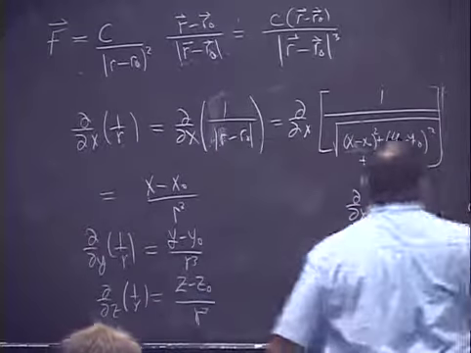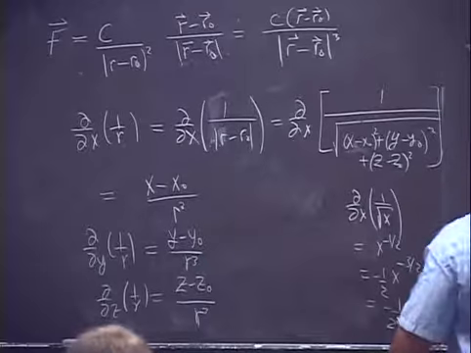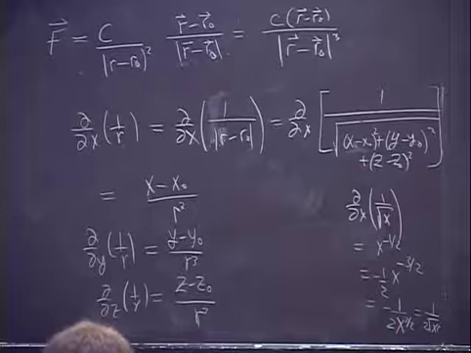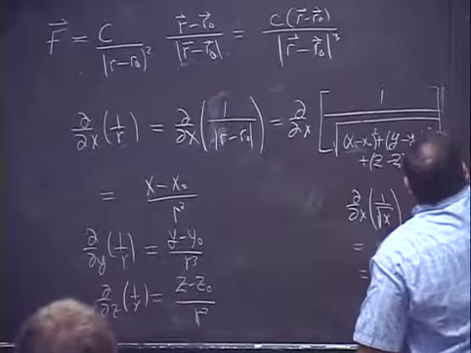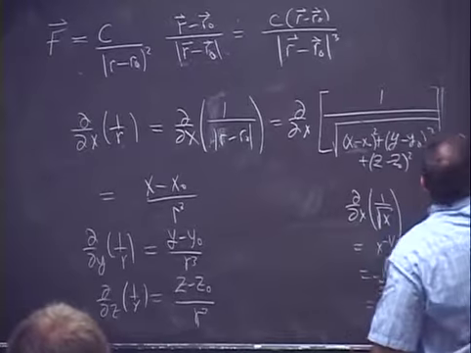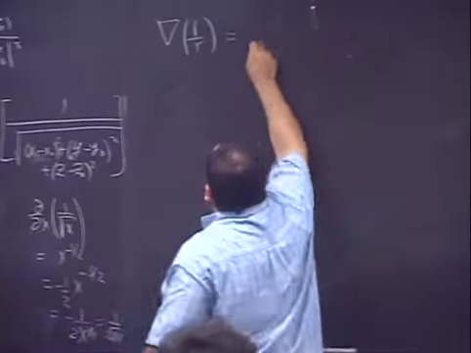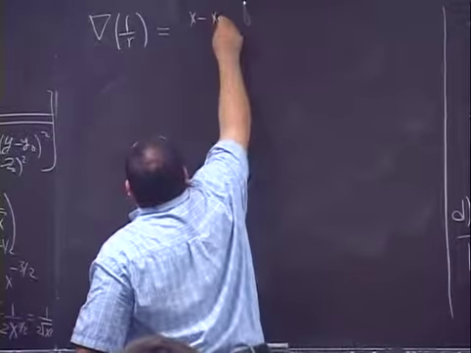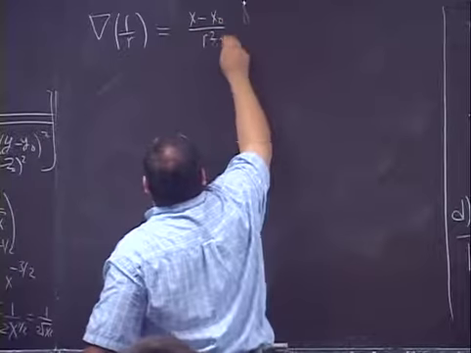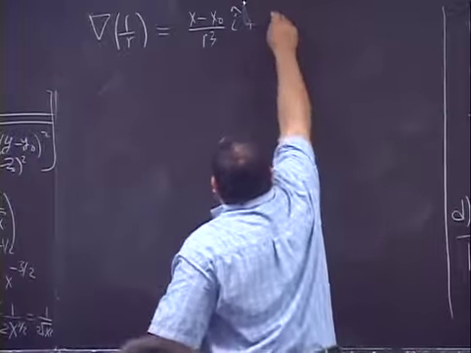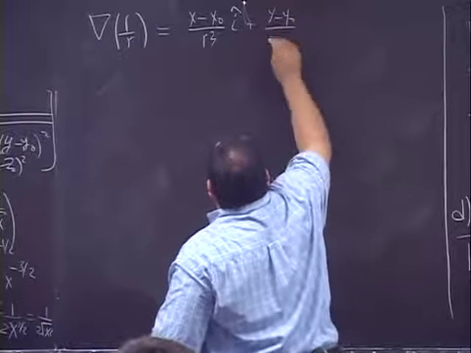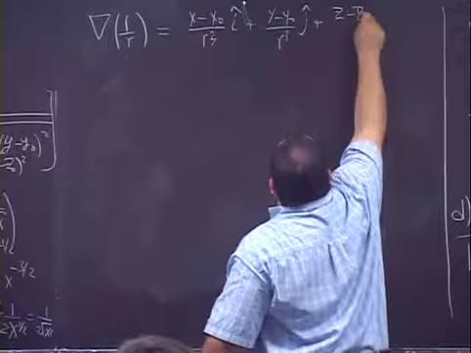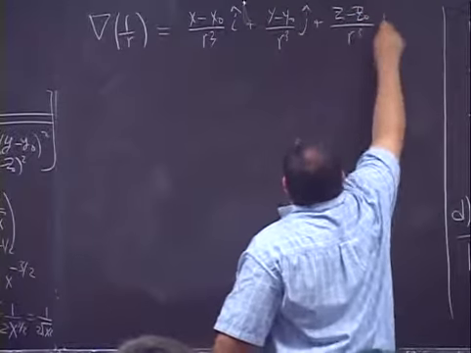Why are we writing this? We are writing this to show you that those are the 3 components of the gradient. So the gradient of 1 over r is equal to x minus x naught over r cubed in the i direction, plus y minus y naught over r cubed in the j direction, plus z minus z naught over r cubed in the direction of k.